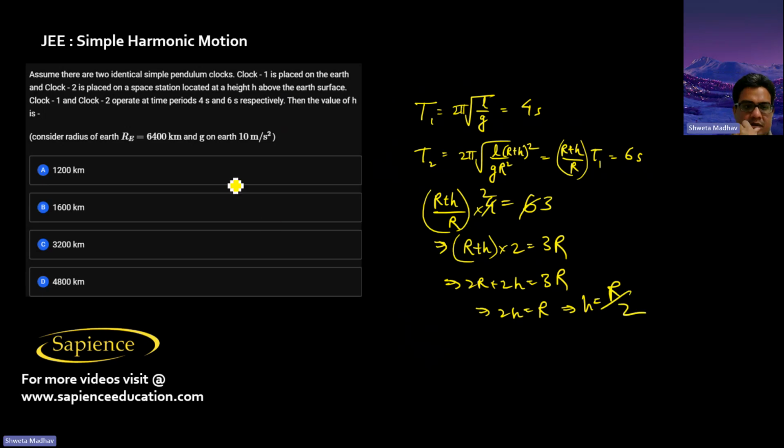So the radius of the earth is 6,500 kilometer. So the height above the earth's surface is 3,200 kilometer. So option C is the correct answer.